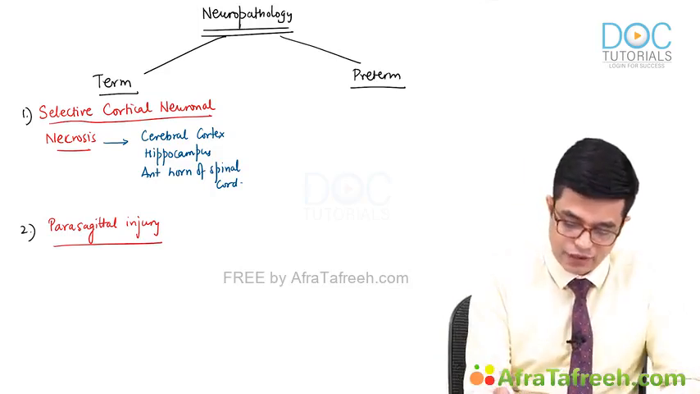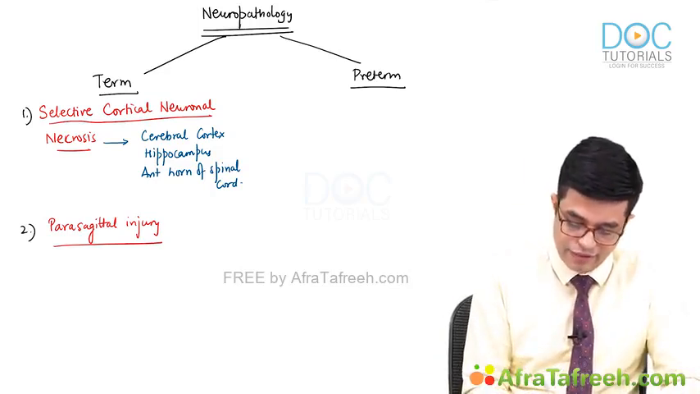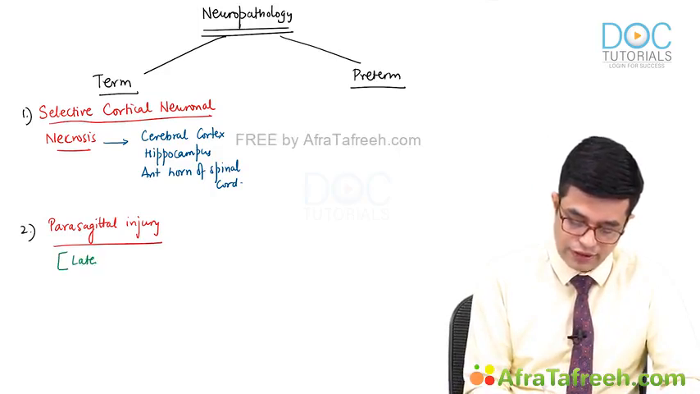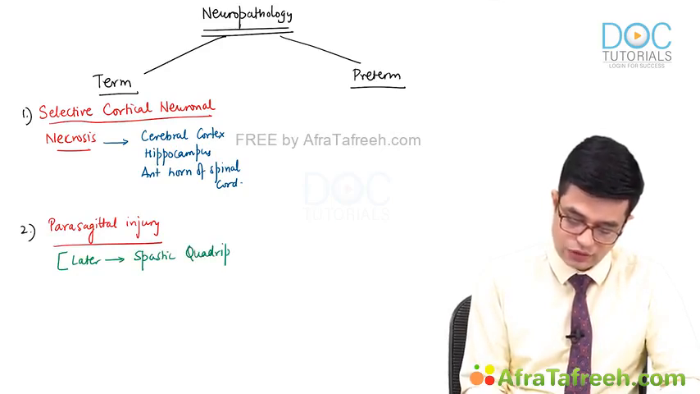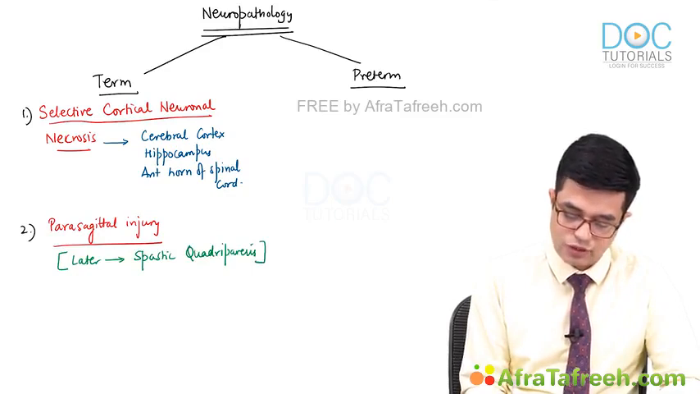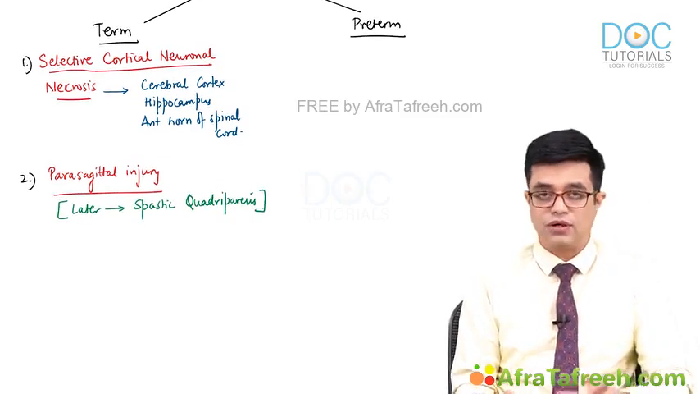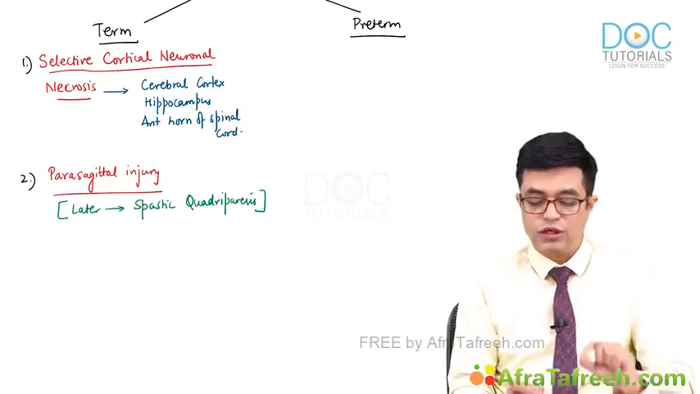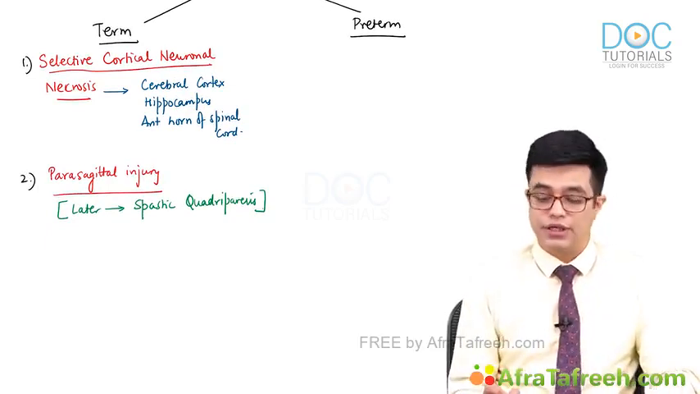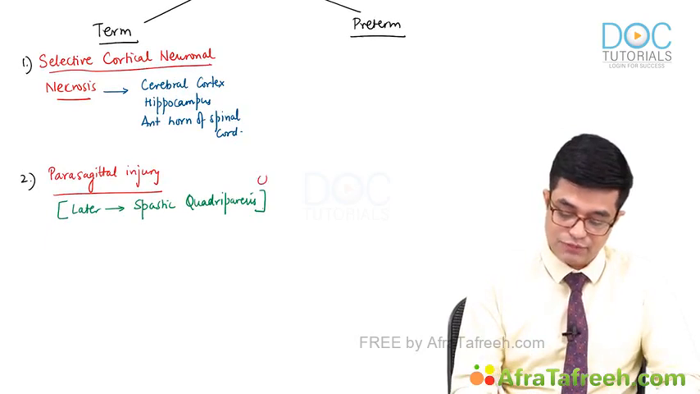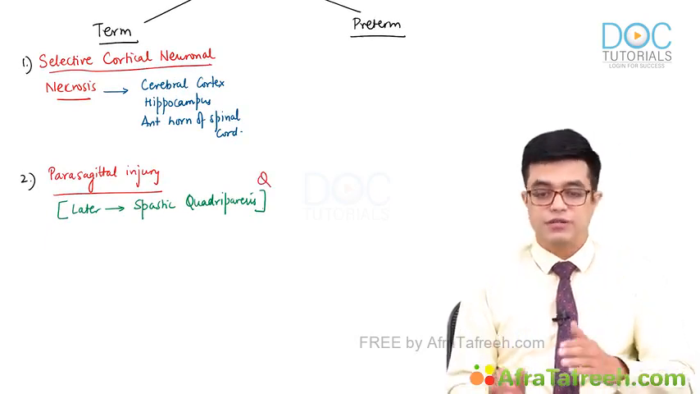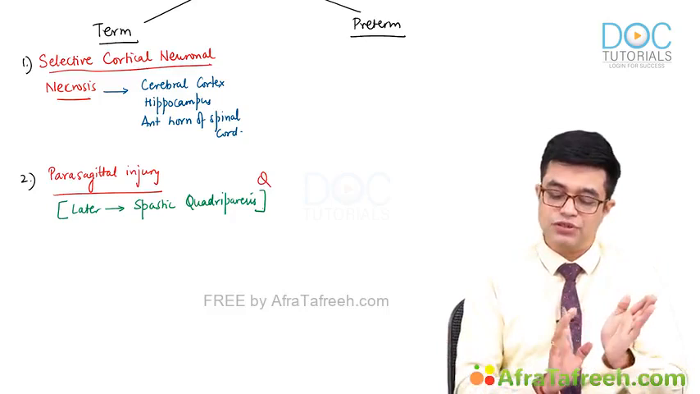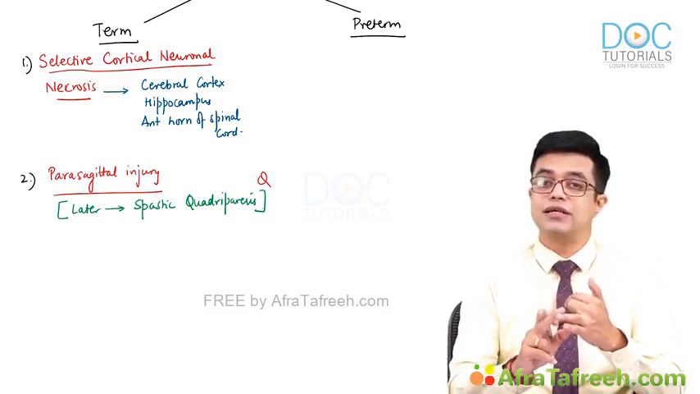These parasagittal infarcts, potential MCQ, can later in life lead to a condition called spastic quadriparesis. All four limbs getting involved is quadriparesis. So spastic quadriparesis or spastic quadriplegic cerebral palsy can develop in those children who develop parasagittal injury. So this can be asked as a potential MCQ for your exam. Which type of injury causes spastic quadriparesis? A term baby developing parasagittal injury, right?